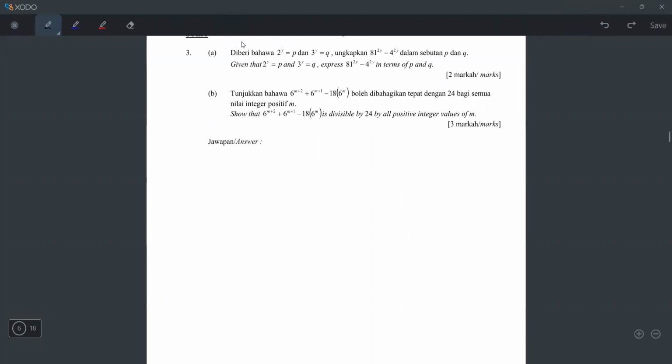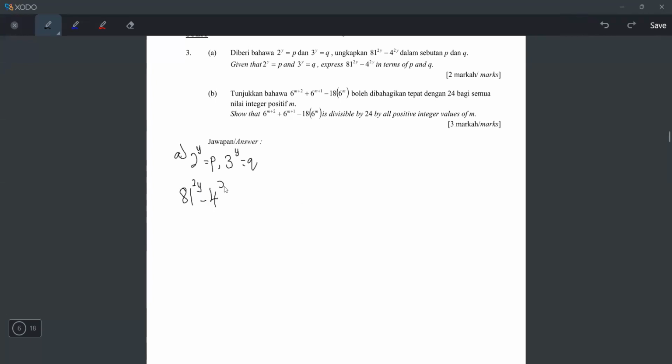Okay, let's go to number 3. This is obviously an indices question. Just from looking at this, you should be able to tell it's indices. So let's write down the information. 2 power y equals p, 3 power y equals q. Okay, what else? 81, express this one. So this is what they want you to work on.